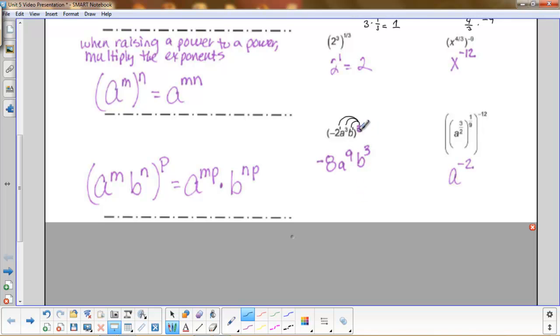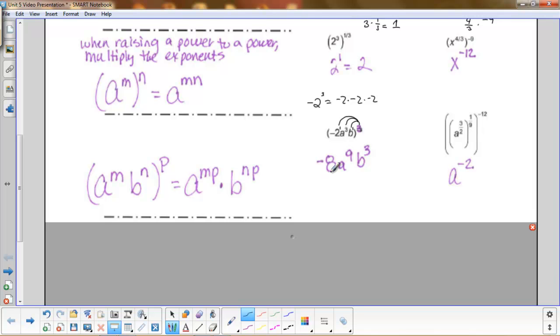So then I'm going to multiply 1 times 3 to get 3. That's how I got the 3 here. 3 times 3, that's how I got the 9 there. And this turns into negative 8 because this is 3 times 1, which is 3, and negative 2 to the 3rd power equals negative 2 times negative 2 times negative 2. And that's how I get negative 8 as the resulting value.